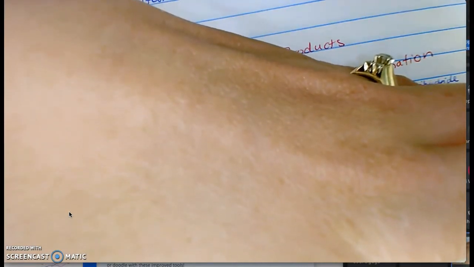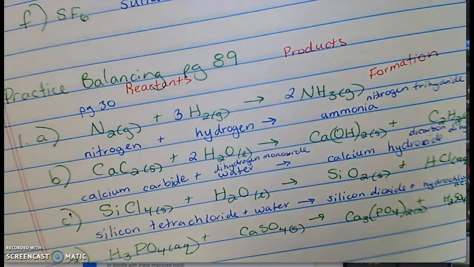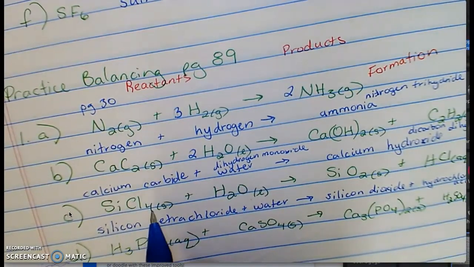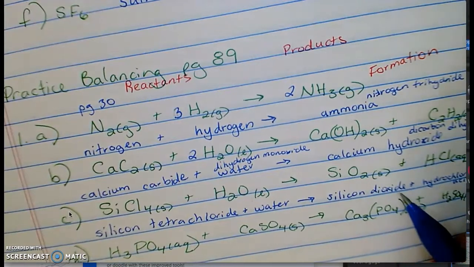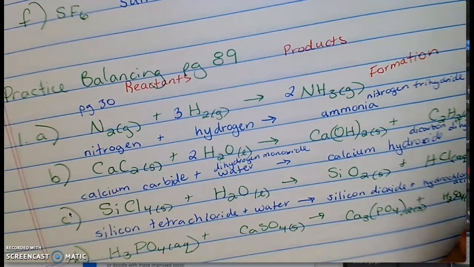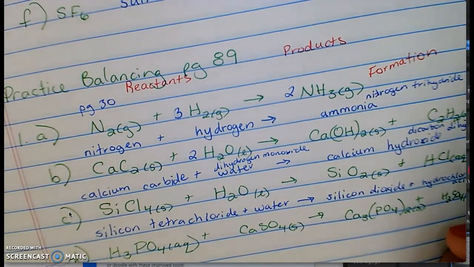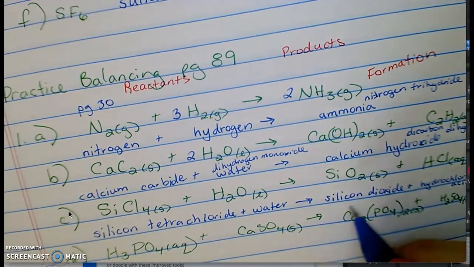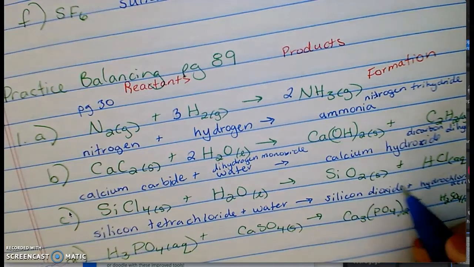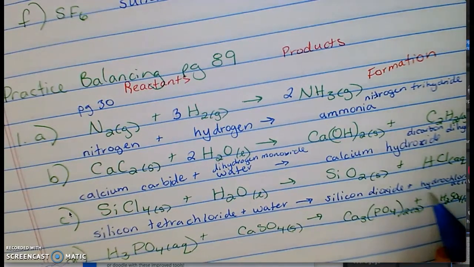Did you get it? Boom. Okay, so silicon tetrachloride, because this is both nonmetals, water, silicon dioxide, both nonmetals. I think they're nonmetals. Let's check. Oh, silicon's a metalloid, so it's probably silicon dioxide. It could be silicon oxide, but I think it's silicon dioxide.